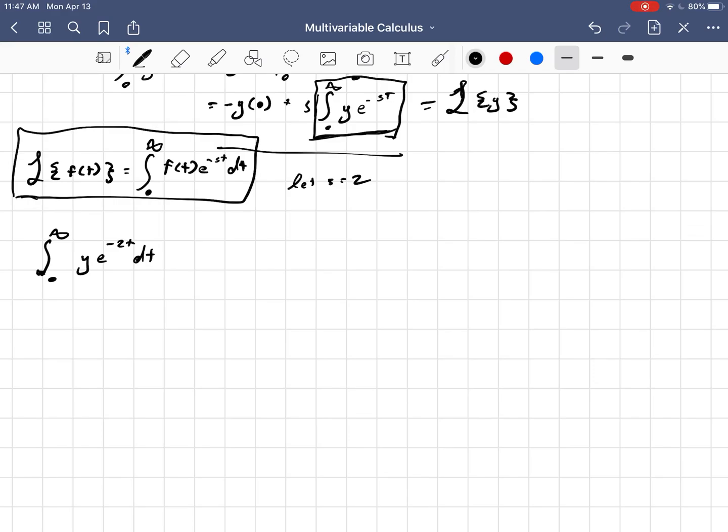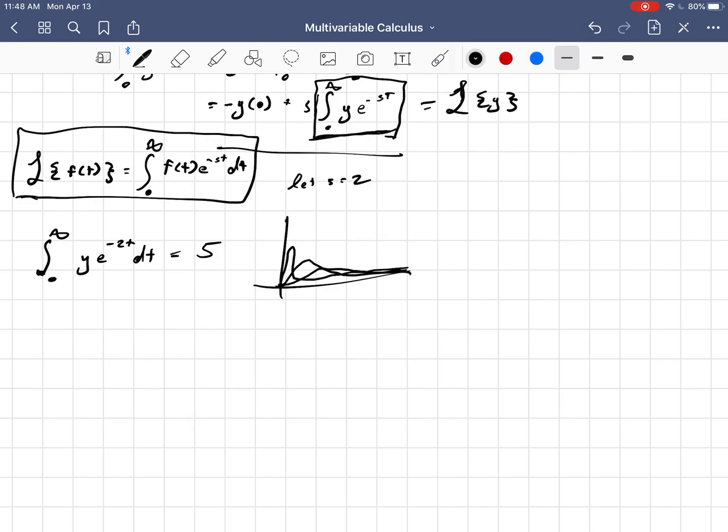So then the actual Laplace transform part becomes the integral from 0 to infinity of y e to the negative 2t dt. If we interpret this, this is really just some area under some curve. And let's say this area is 5. I'm just pulling a number out of thin air here. So what would that curve look like? Well, maybe it would start here and then go up and then down like this. Maybe it would go like that. Maybe it would go like that.